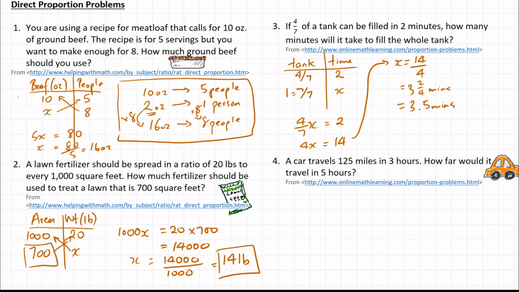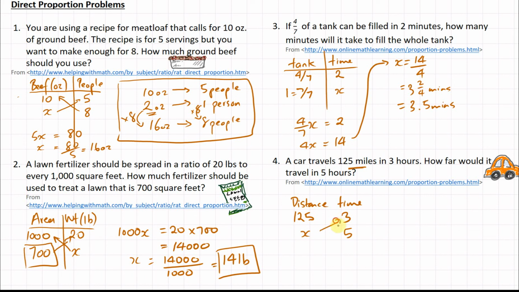Okay, number 4 here, we've got speed and time, or sorry, not speed, distance. So distance and time. So if you increase the distance, then it's going to take longer to get to your destination. So these two variables are directly proportional to one another. 125 miles takes 3 hours. So how far could the car travel at the same speed? How far could it travel in 5 hours? That becomes x there.